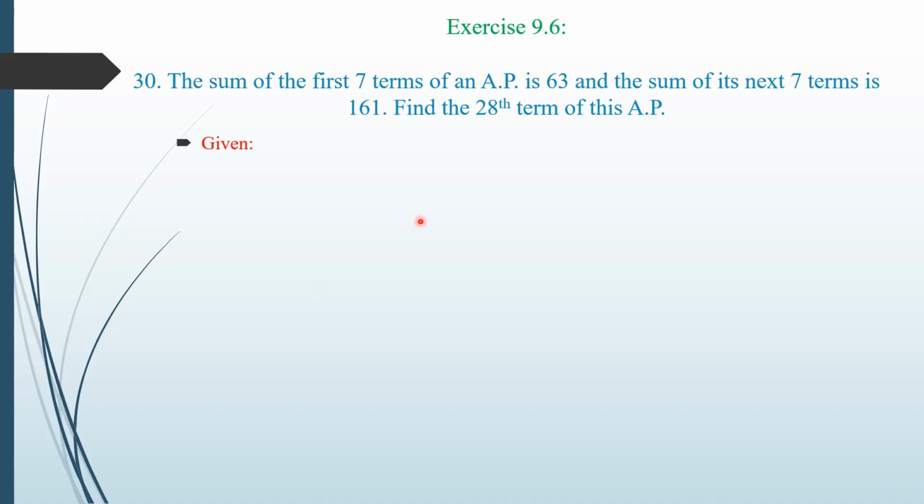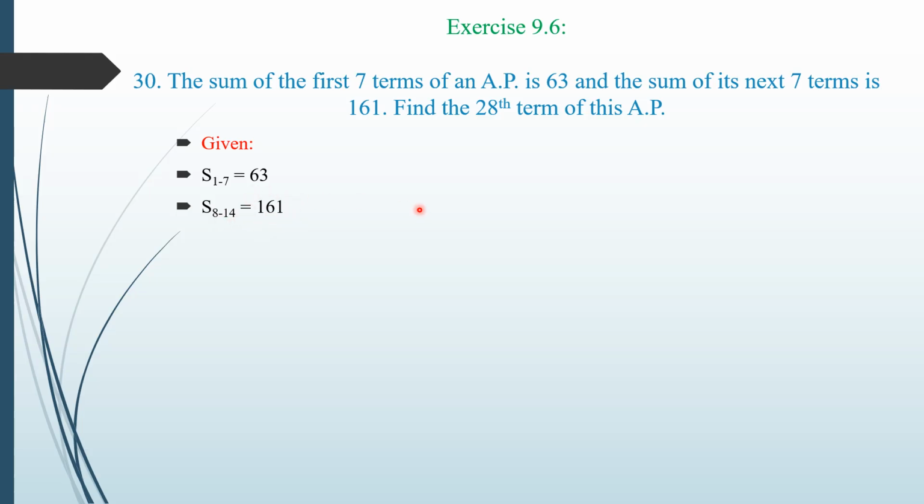First, we will note down all the given data. We are given with sum of first 7 terms of this AP, that is S from first term to seventh term, that is 63. Then he says that sum of next 7 terms, that is nothing but after 7 it is 8. So sum of next 7 terms is nothing but sum of terms 8 to 14, that is equal to 161.